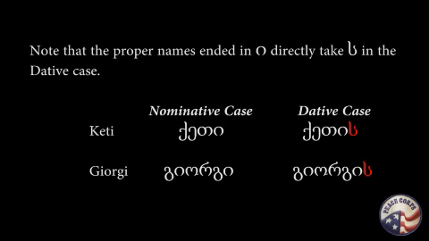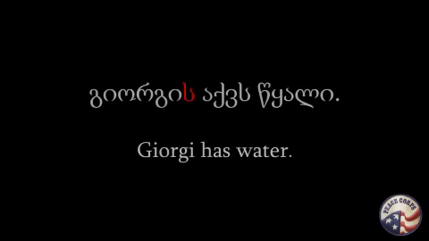Note that the proper names ended in E directly take S in the dative case. For example, Keti in the dative case is Ketis. Georgi in the dative case is Georgis. The phrase for Georgi has water is Georgis akvs tqali.